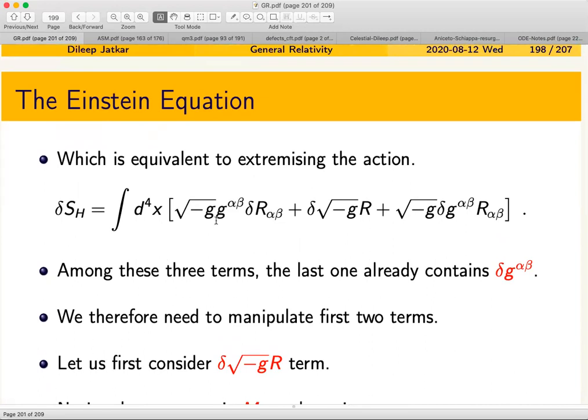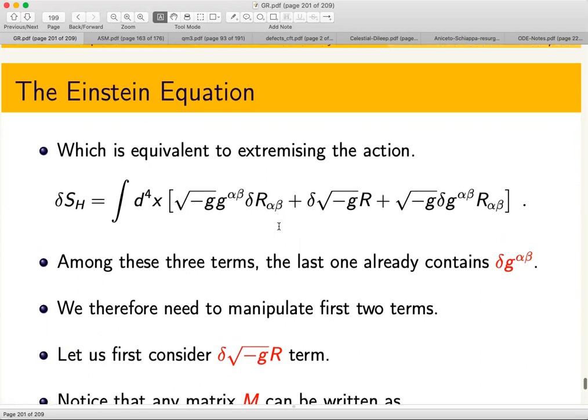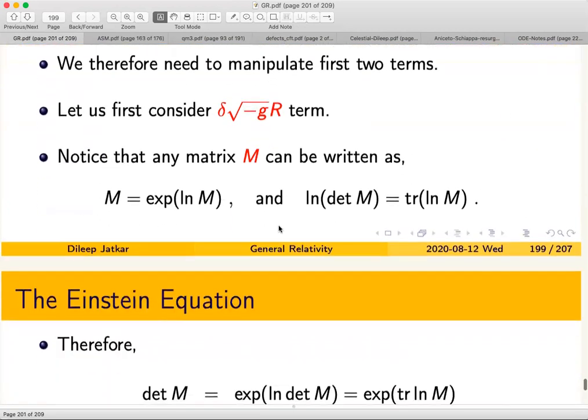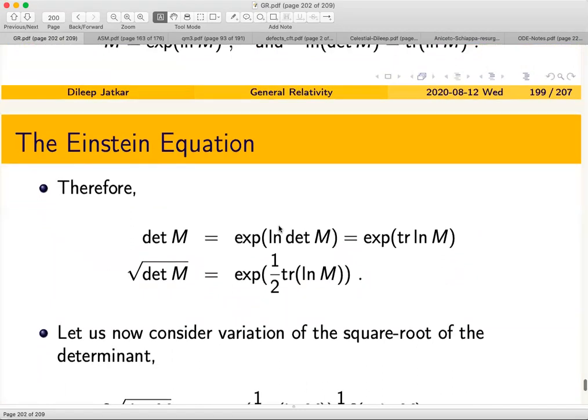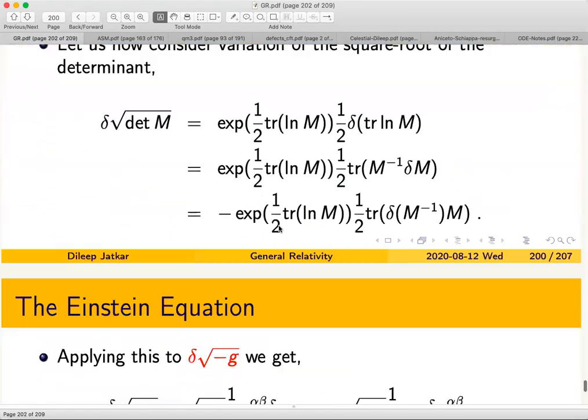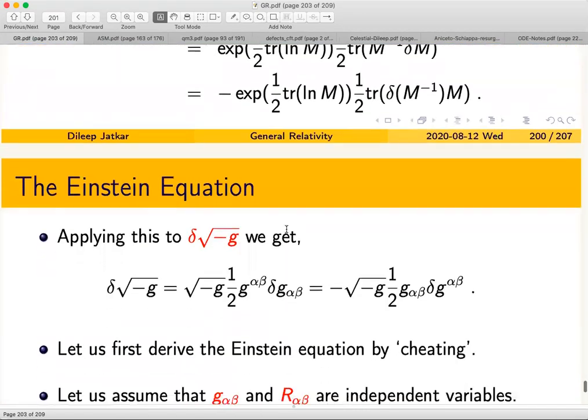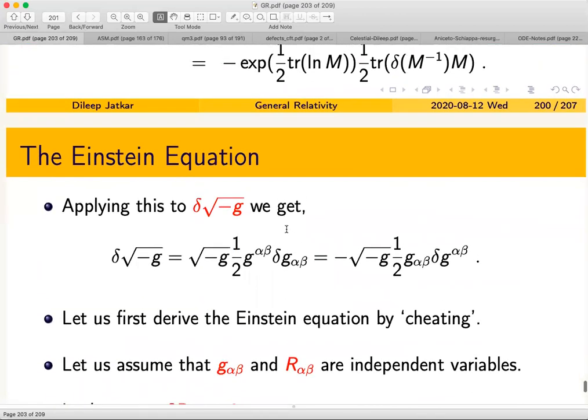I interpret that breakup of Ricci scalar into G alpha beta times R alpha beta in the following way. I say that G alpha beta is of course the object that I want to vary, but I treat R alpha beta to be an independent variable. By that I mean that when I take a variation of S, I vary G alpha beta, but I don't vary R alpha beta.